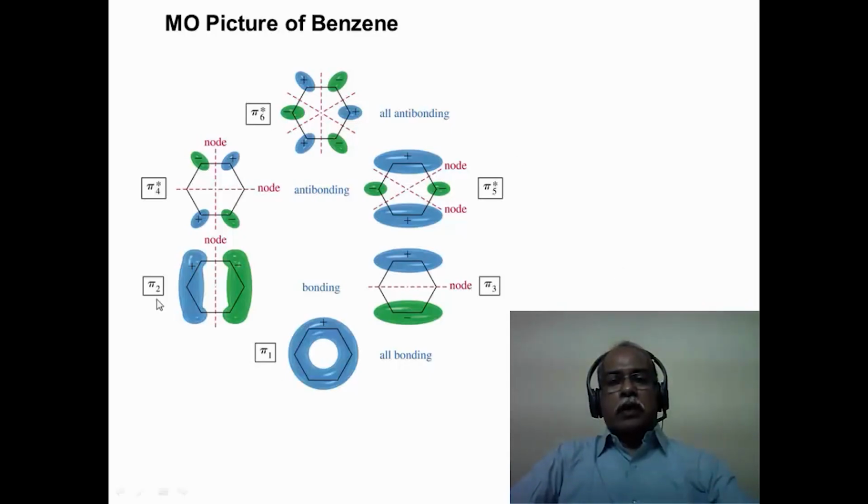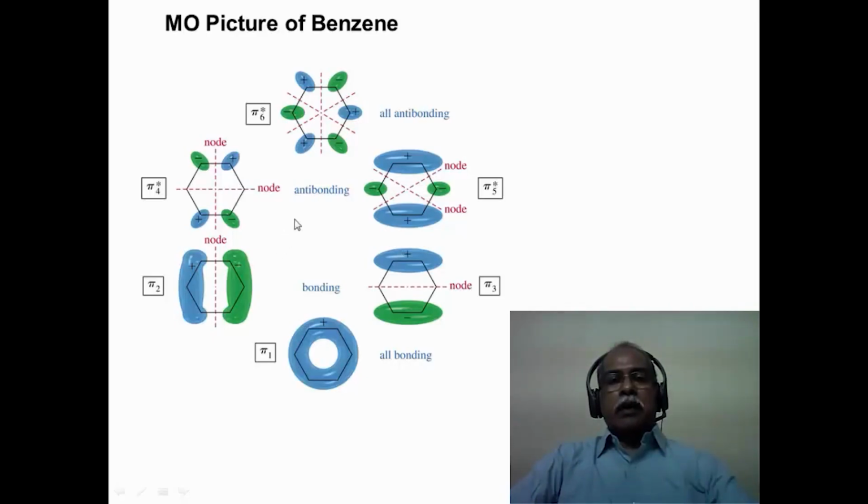This is a pictorial representation of the molecular orbitals of benzene itself. The first three are the bonding molecular orbitals, and the top three are the antibonding molecular orbitals. The first pi 1 molecular orbital does not possess any node, whereas the second and the third molecular orbitals possess one node, which is represented by the red dotted line. It passes through these two atoms, which are the nodal points, and through the midpoint of this carbon-carbon bond and this carbon-carbon bond.